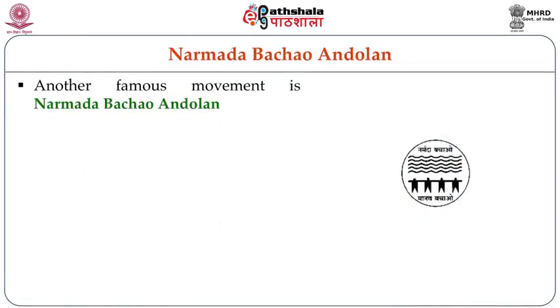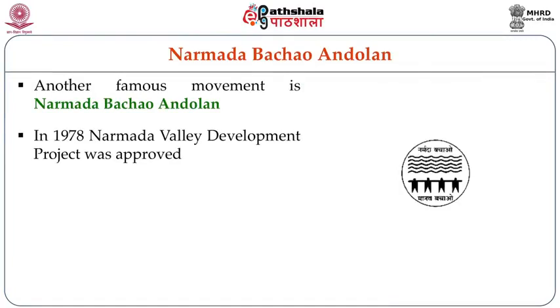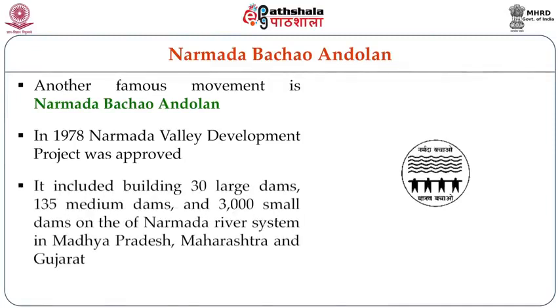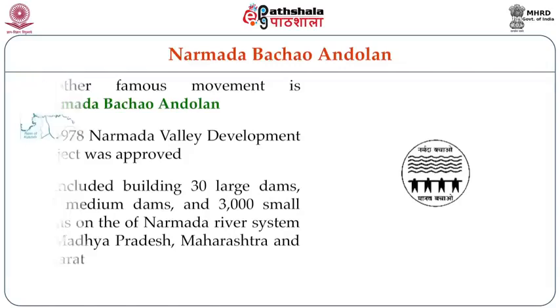Another famous movement is Narmada Bachao Andolan. In 1978, Narmada Valley Development Project was approved. It included building of 30 large dams, 135 medium dams, and 3,000 small dams on the Narmada River system in Madhya Pradesh, Maharashtra, and Gujarat.